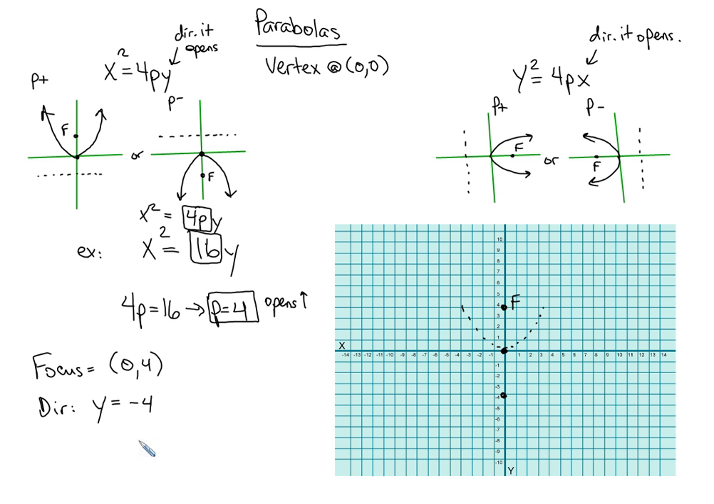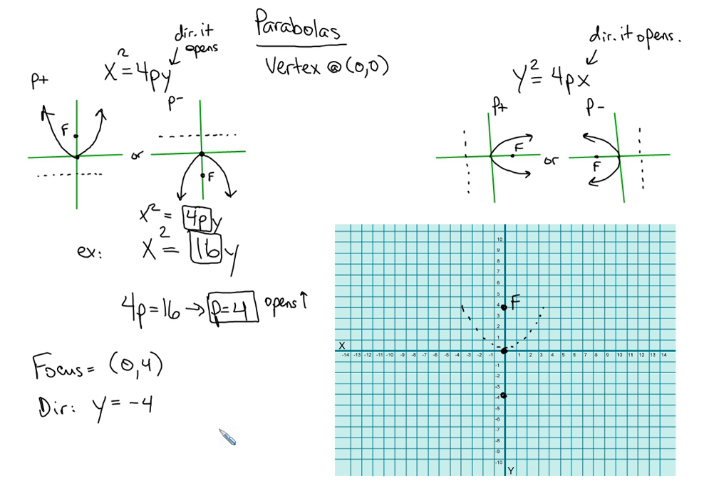Your directrix is always going to be either x equals a number or y equals a number. If it cuts across the x-axis, it's x equals, vertical. If it cuts across the y-axis, it's y equals, horizontal. This one's horizontal. Everybody clear on that?